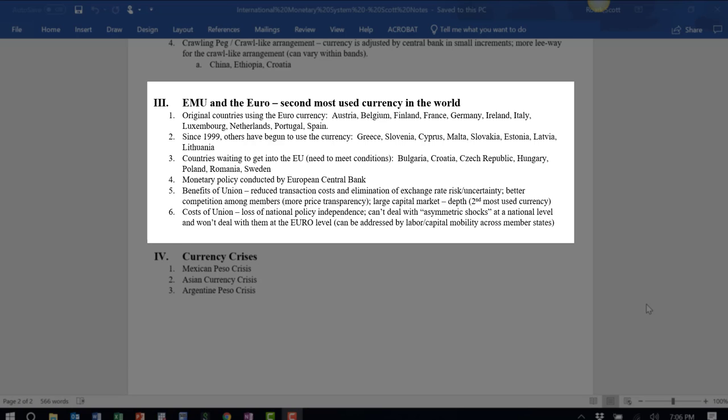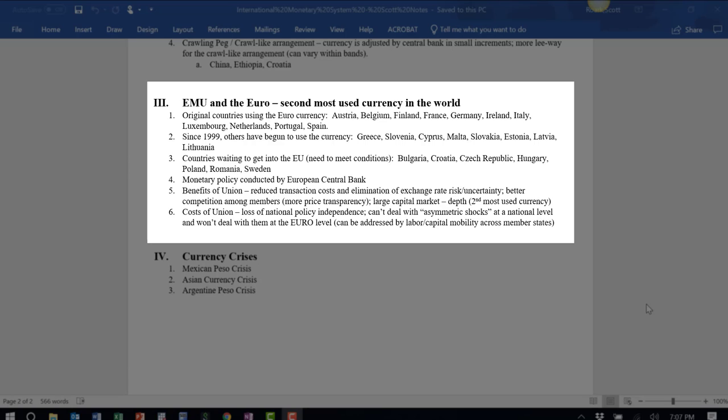Some of the benefits of the union: there's reduced transaction costs and the elimination of exchange rate risk or uncertainty. There's better competition among members, so more price transparency. Now that's called a benefit. Some countries in the union might consider that a cost or a downside because they could compete by basically playing with their currencies in the past. Now you can't do that as a country, and you have to compete on a level playing field.